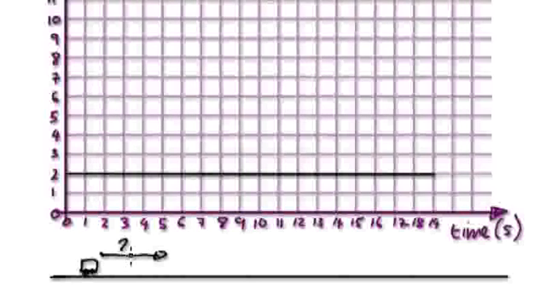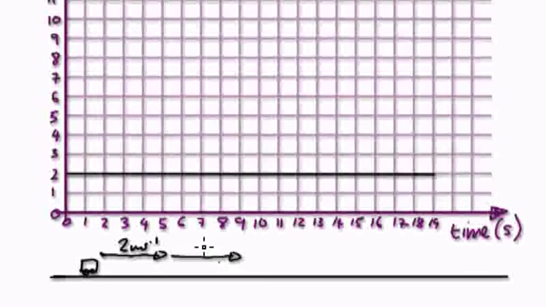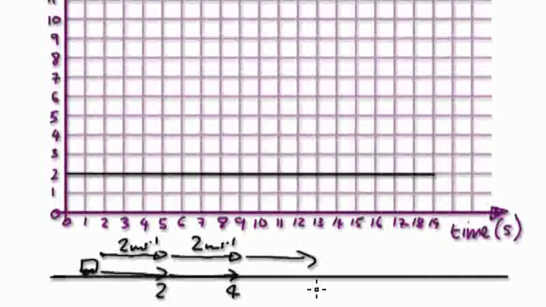So he's going at 2 meters per second every second. After 1 second he would have traveled 2 meters. After another second, he would have covered 4 meters. After another second, he would cover 6 meters. After another second, it would be 8.